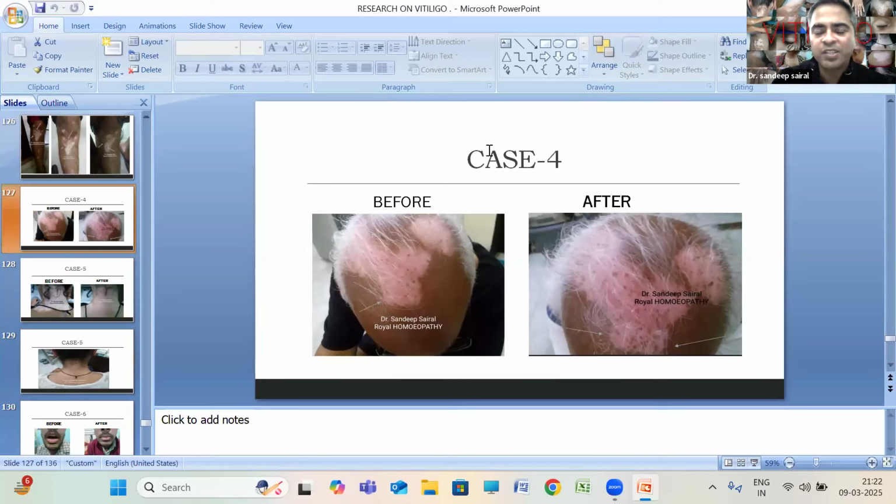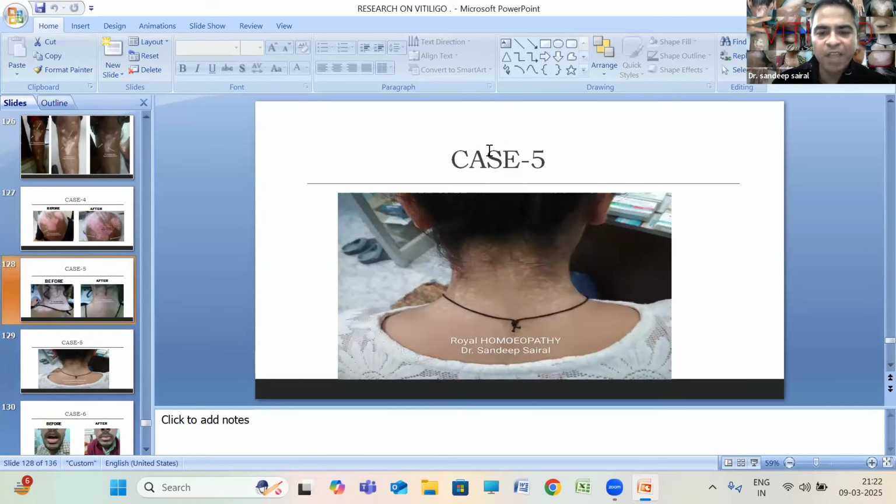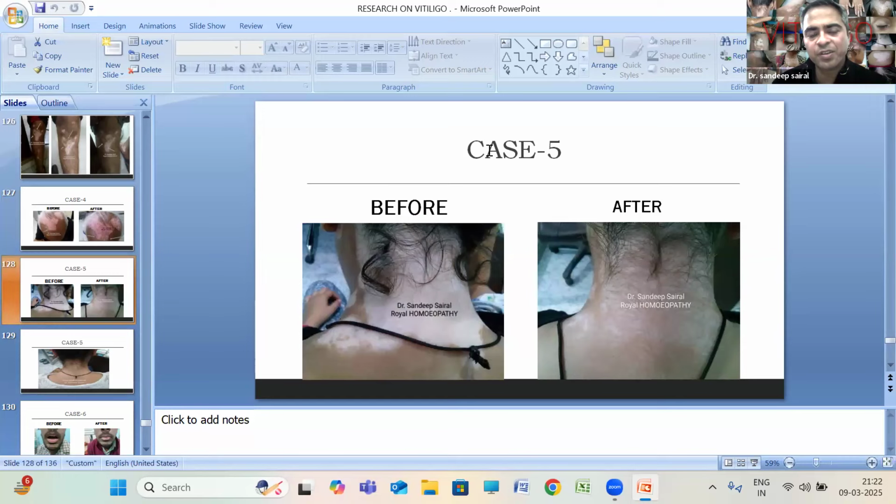After the medicines, the small black spots increased, and pigmentation increased. This was one of the wonderful cases I have done. On the nape of the neck, this girl had vitiligo, and after the medicine this was the result. I gave this girl Silicea. There was one more case of vitiligo on the nape of the neck, a teenage girl, and I gave her Ignatia.